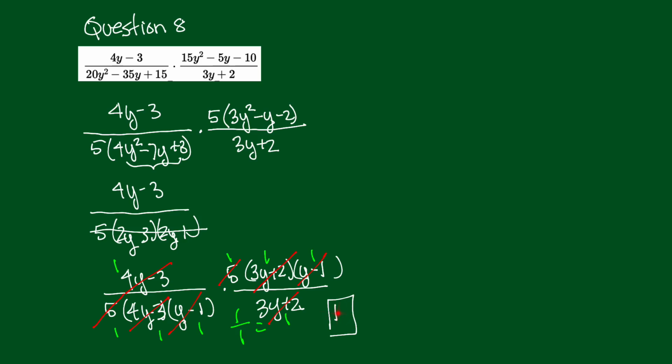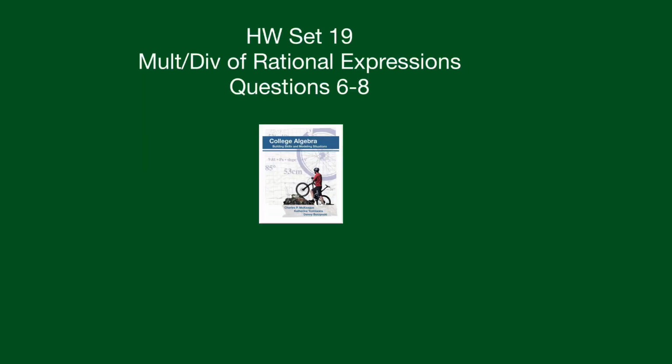Pick any number for y at all, put it in here. I pick 1, you pick 1, we compute. What do we both get? We both get 1. And that finishes up questions 6, 7, and 8 here on homework set 19.